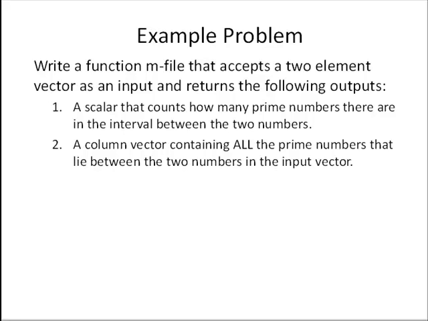In this example, we're going to look at writing a function M file that's designed to work with vectors. So our problem here is to write a function M file that accepts a 2-element vector as an input and returns the following outputs. One, we want a scalar that counts how many prime numbers there are in the interval between the two numbers that are input. And second, we want a column vector containing all those prime numbers that lie between those two numbers. So let's look at this function.